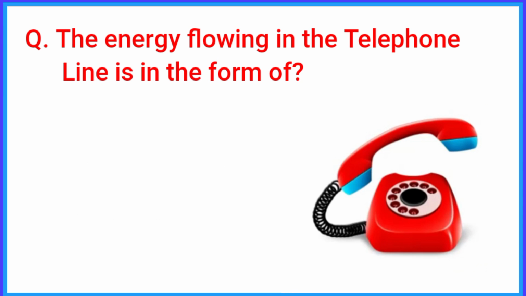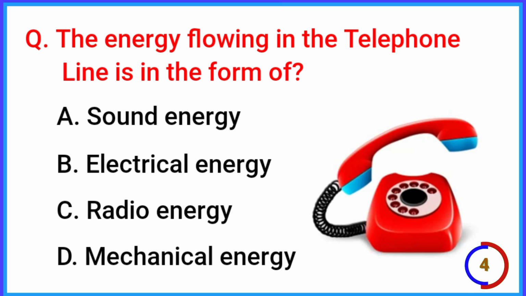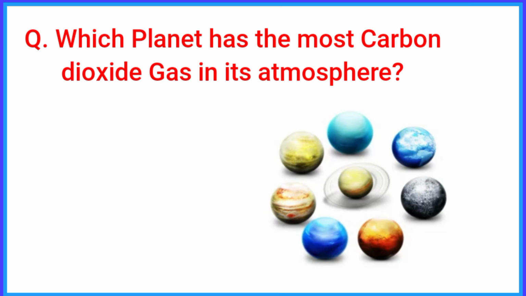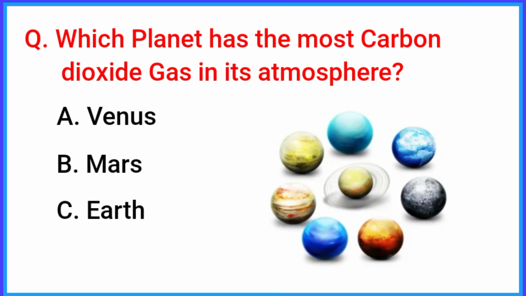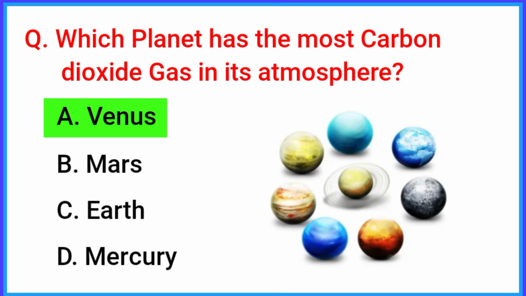The energy flowing in the telephone line is in the form of. The correct answer is option B, electrical energy. Which planet has the most carbon dioxide gas in its atmosphere? The correct answer is option A, Venus.